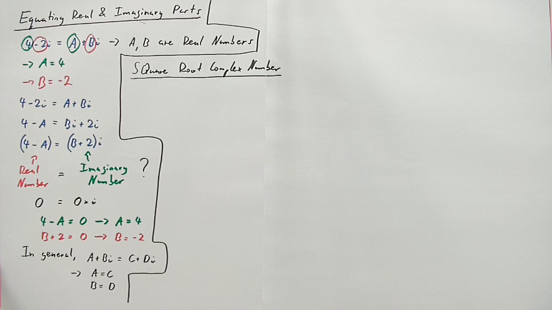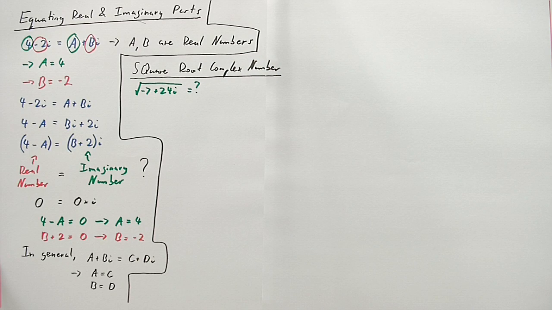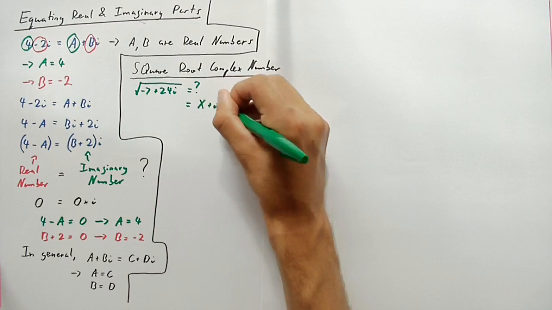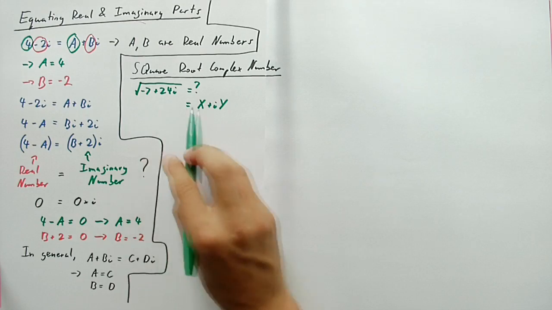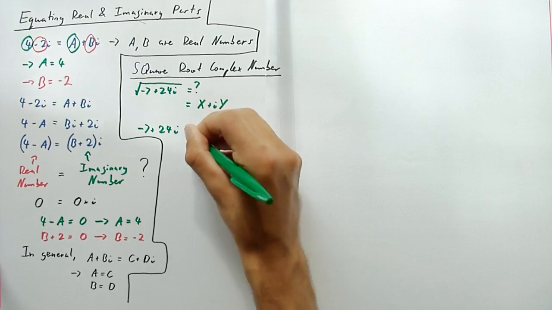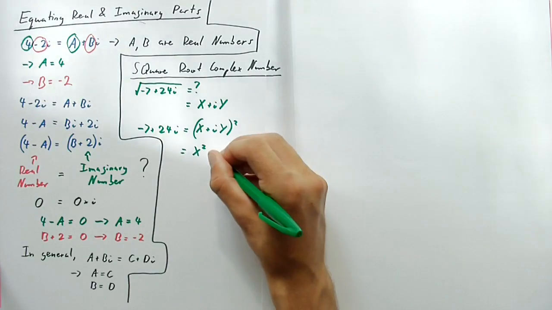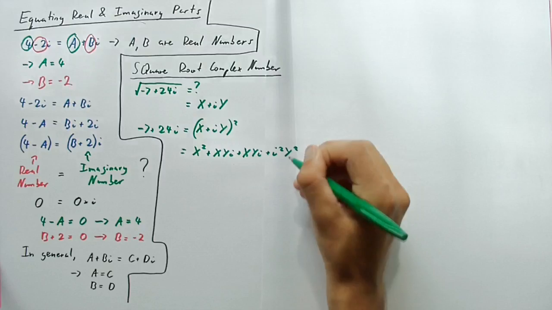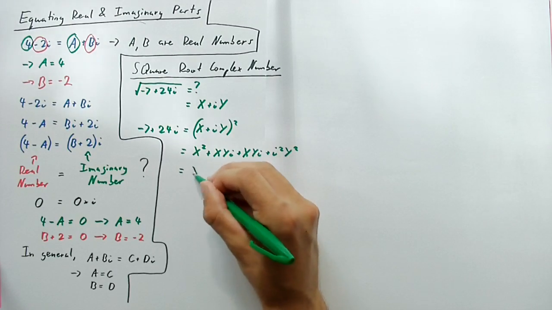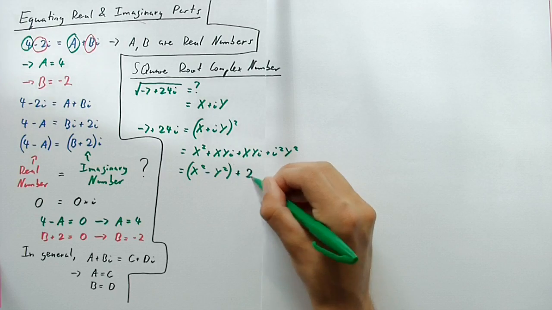Let's try to find the square root of the complex number negative 7 plus 24i. Now how can we do this? Well, since we're trying to find it, let's call it something. Let's call it x plus iy, and then we'll try and use algebra to find x and y. So we can square both sides to get negative 7 plus 24i is equal to (x plus iy) squared, and now expanding this squared thing, we'll get x squared plus xyi plus xyi plus i squared y squared. And now i squared equals minus 1, so this becomes x squared minus y squared plus 2xy times i.